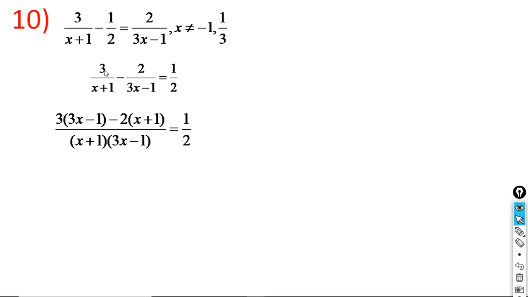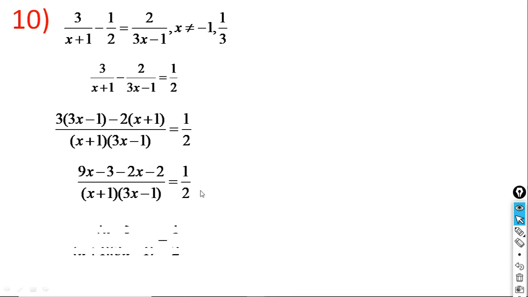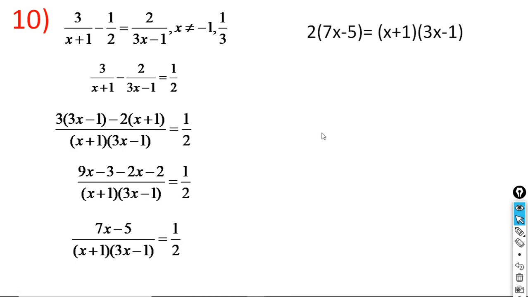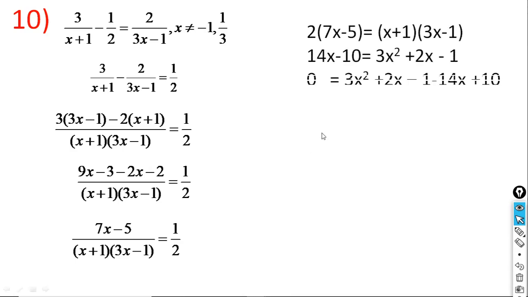By simplifying, we get 3 times of 3x minus 1 minus 2 times of x plus 1. So we get 9x minus 3 minus 2x minus 2, which is 7x minus 5 equal to 1 by 2. Next step is cross multiplication, and we will simplify the equation. By simplification, we get a quadratic equation, here 3x square minus 12x plus 9 equals to 0.